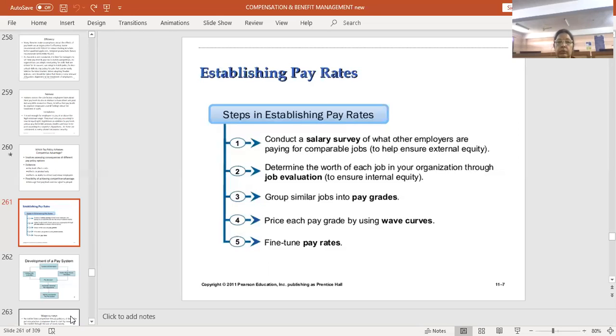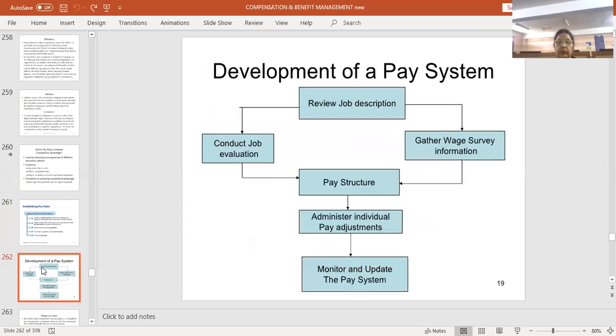So these are the steps which you should follow to establish a competitive pay policy and pay level in your organization. So first you do a salary survey on all the other employers, then you do a job evaluation within your organization, then you do grouping of similar jobs, then you decide pay grade for each job, then you decide wage curves within each pay grade, and then you keep monitoring and adjusting the pay rates as per the changes that happen in the external environment.